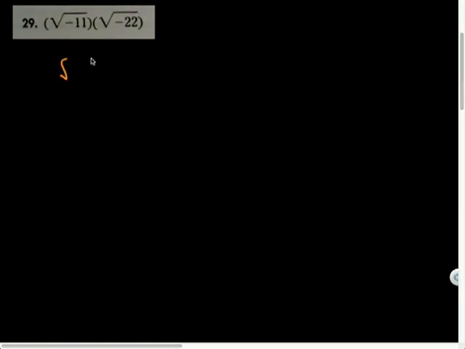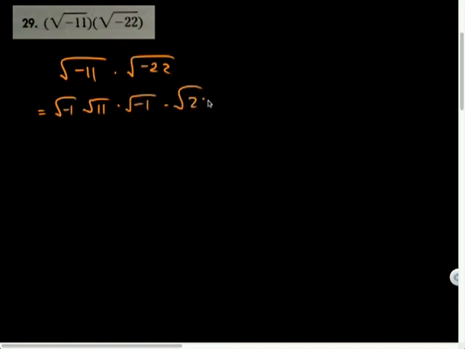So here we go. I've got the square root of negative 11 times the square root of negative 22. And the trick here is I can't multiply their insides yet. I have to pull their i's out. Negative 11 I could break up into negative 1 times 11, and negative 22 I could break up into negative 1 times root 22. So the square root of negative 1 is i, and the square root of this negative 1 is i. i times i is i squared, indeed. And then I'm going to have 11 times 22.